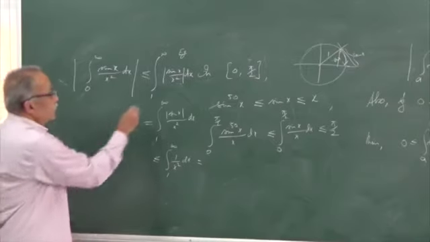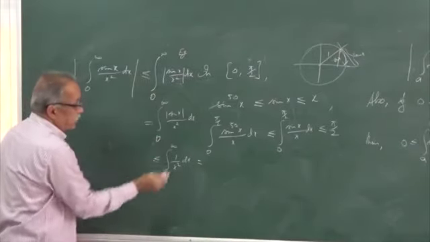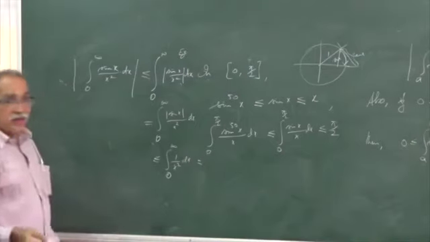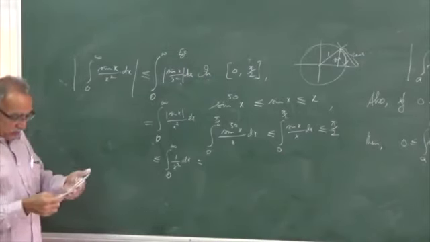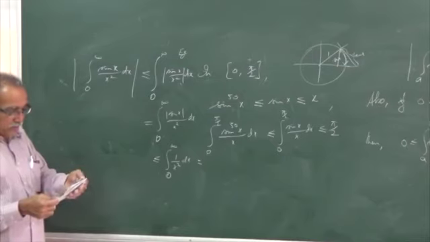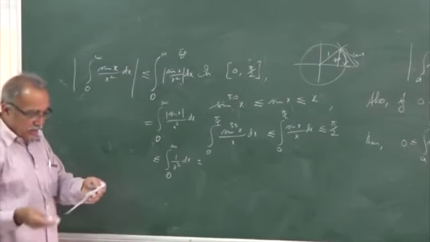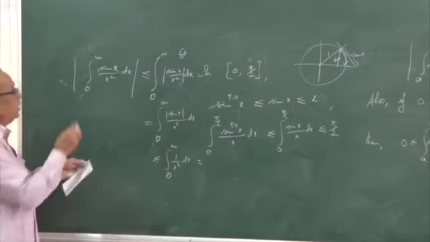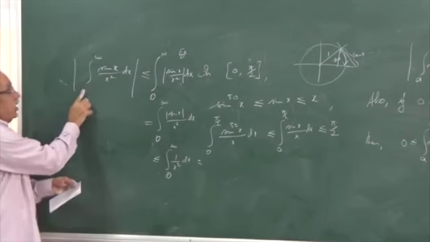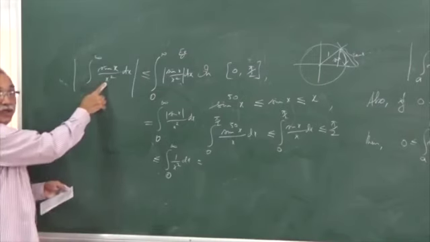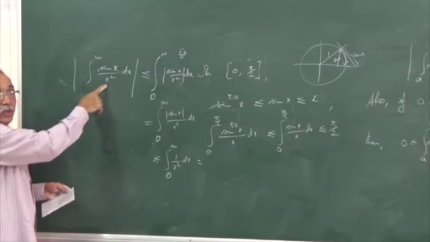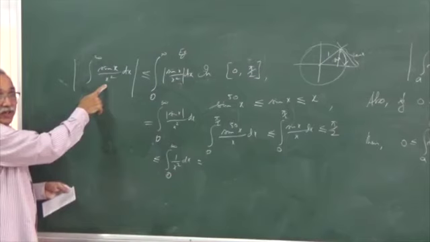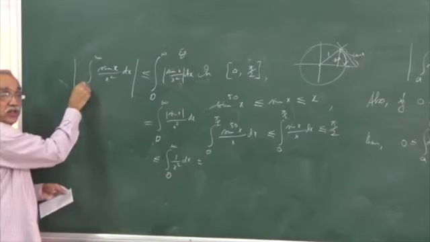0 to infinity, sorry. 1 to infinity. Sorry, it is not 0, by mistake I copied it as 0, it must be 1. If it is 0, at that point this function will be undefined. This will be 0 by 0. I must exclude that point from the interval of integration. There is no point in including 0.